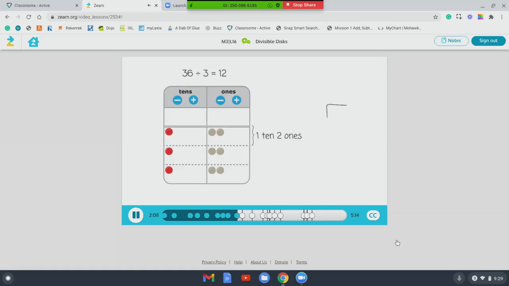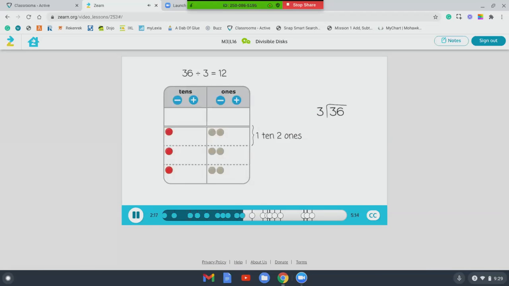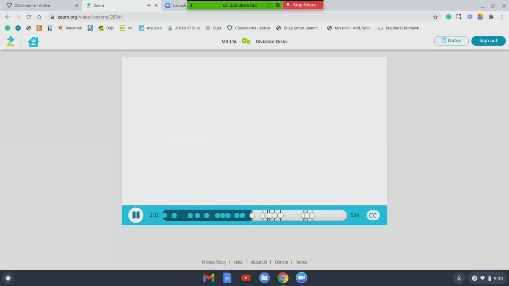The whole 36 goes here, and the number we're dividing by, 3, goes out here. Looking good. Three tens divided by 3 is 1 ten. Rewrite that here. We distributed 1 ten 3 times. 1 ten times 3 equals 3 tens. And after we distribute 3 tens, there are 0 tens remaining.